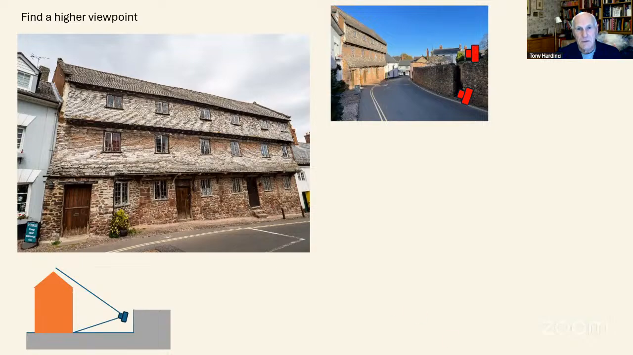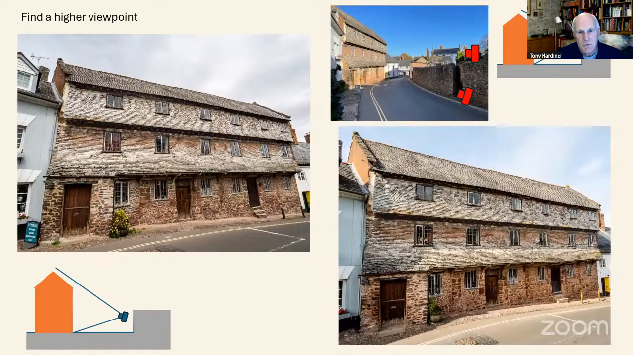So I've gone out and taken a picture from up there, and as you can see, the camera is much more level now, and the result is quite striking. Everything else about those two shots is the same. It's the same camera, the same lens, set to the same focal length, but just by getting that bit of height, that building is much more upright.